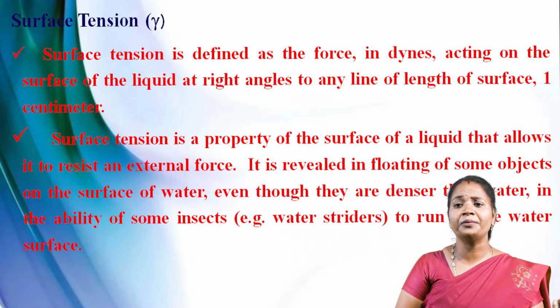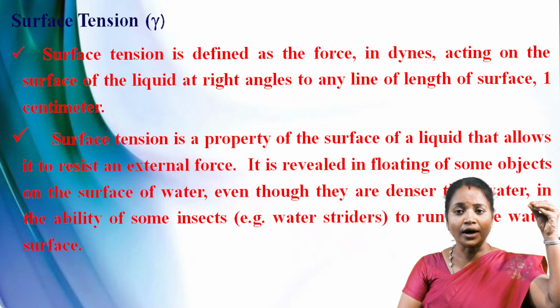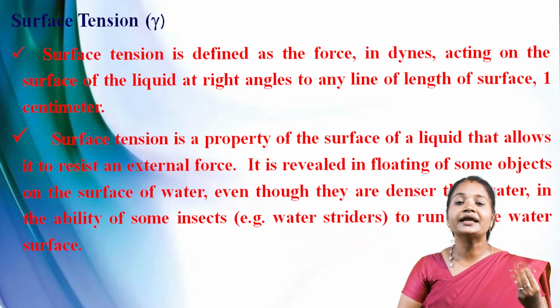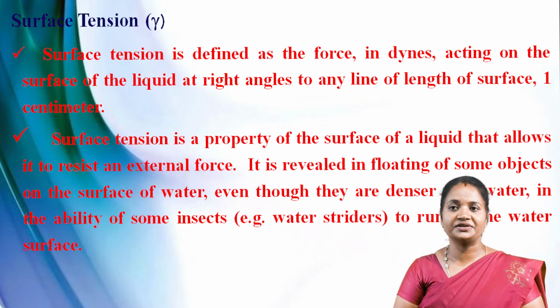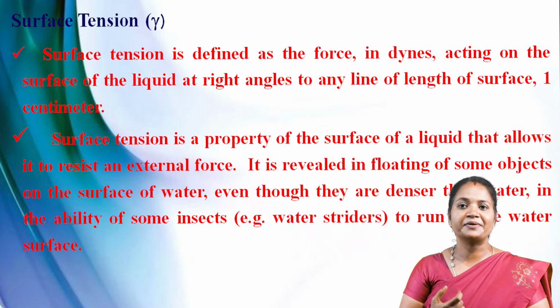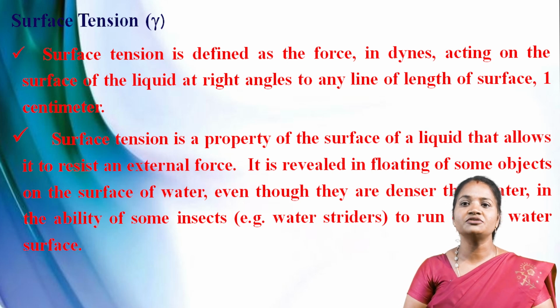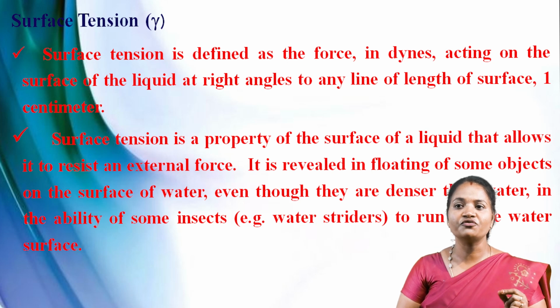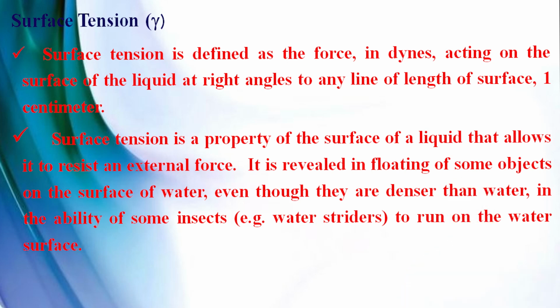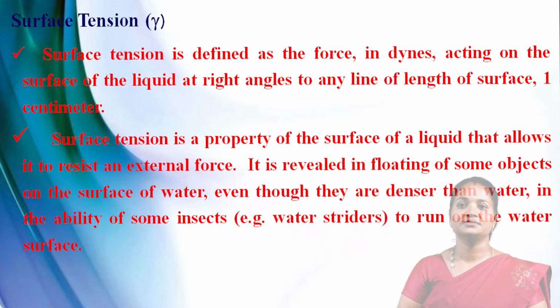This is the phenomenon. Because of surface tension, falling water droplets will form spherical shapes. The droplets of mercury are also spherical in shape because of the surface tension. The surface tension phenomenon is also revealed in the floating of some objects on the surface of water even though they are denser than water, and in the ability of some insects like water striders to run on the water surface.